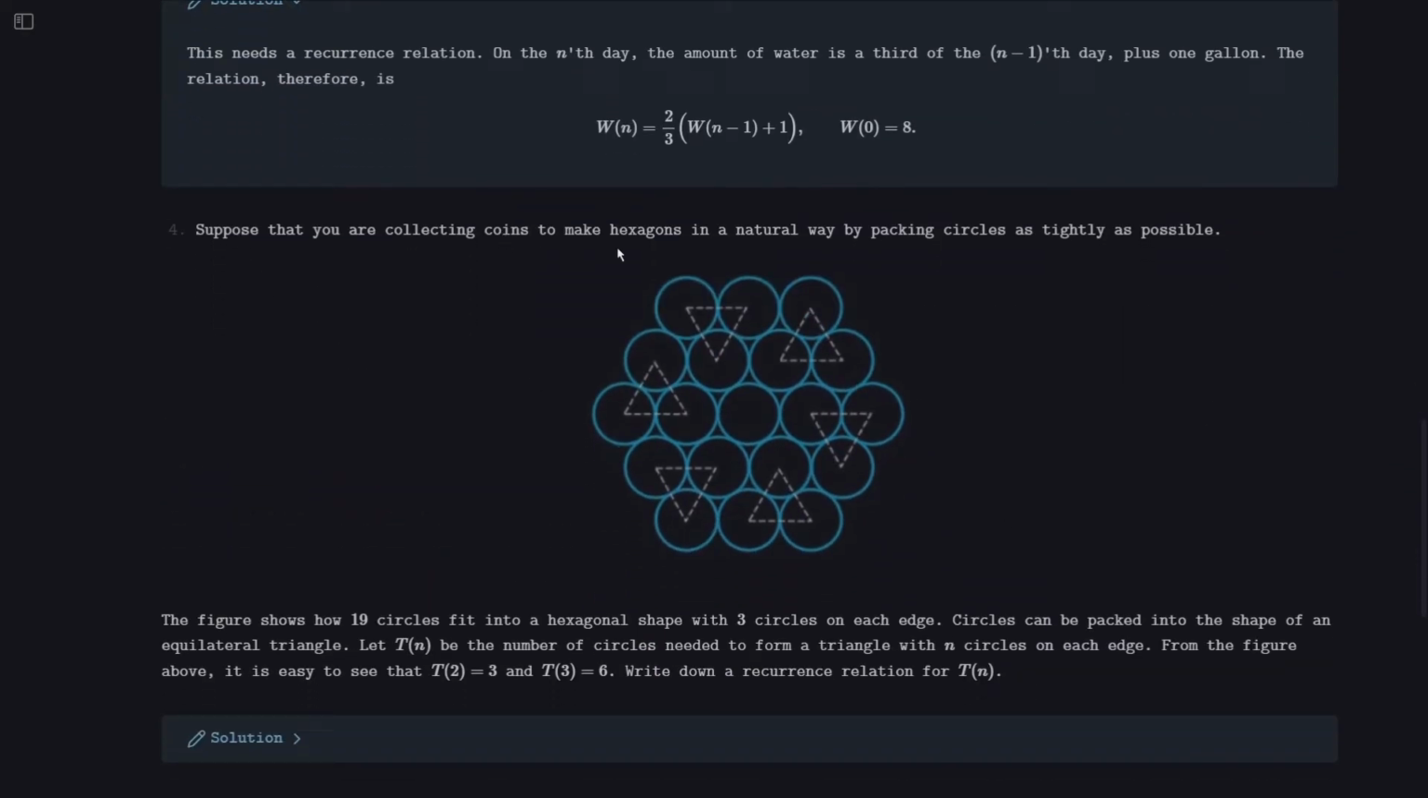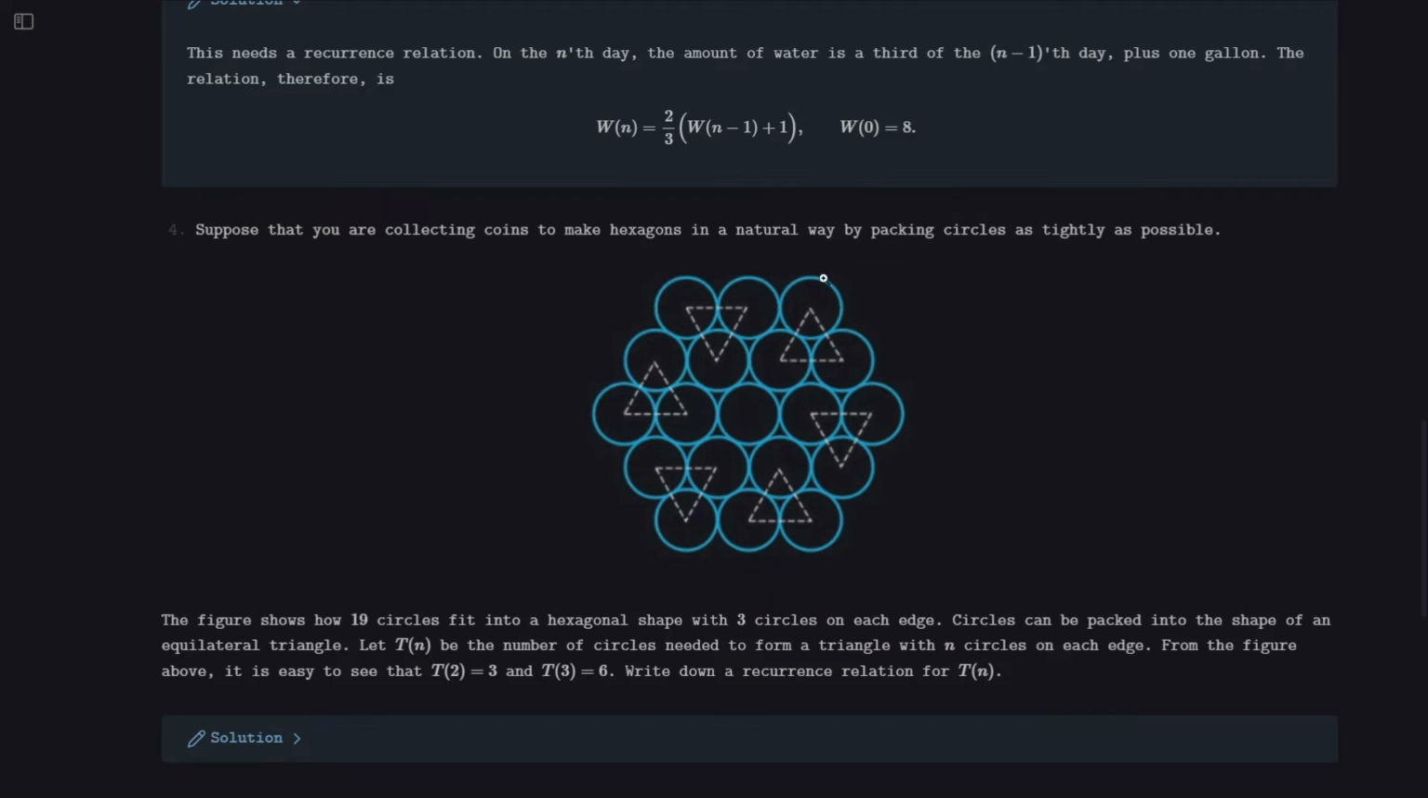Suppose that you are collecting coins to make hexagons in a natural way by packing circles as tightly as possible. The figure shows how 19 circles fit into a hexagonal shape with 3 circles on each edge. Okay? So, this hexagon has 3 circles here, 3 circles here on each edge, 3, 3, 3. Now, the hexagon is composed of several equilateral triangles, and each of those has an edge length of 2 circles.